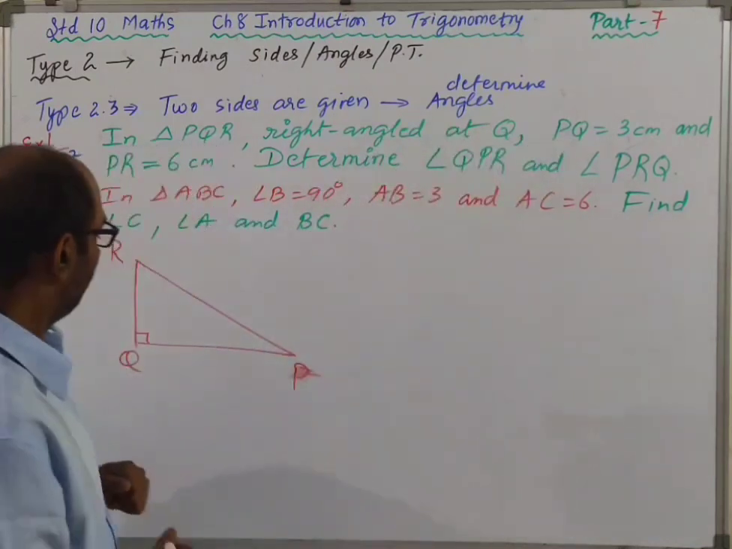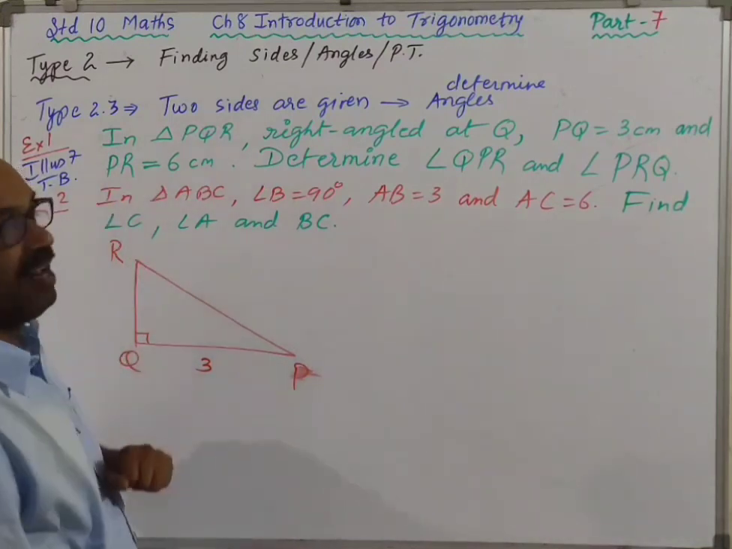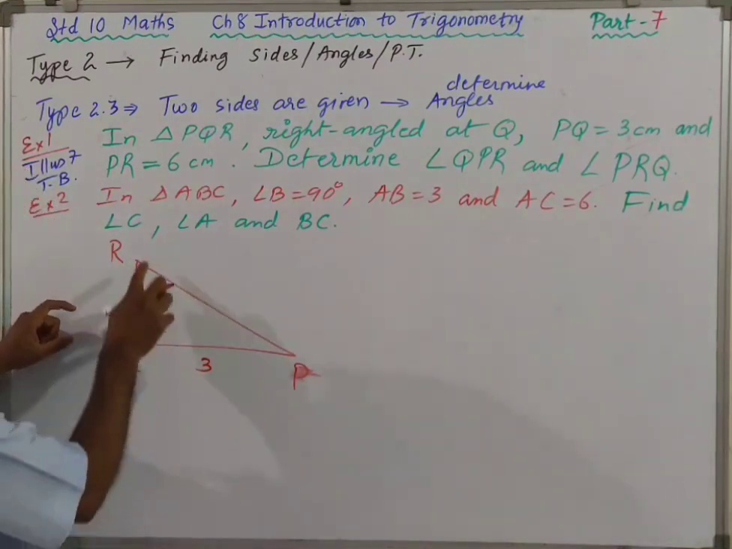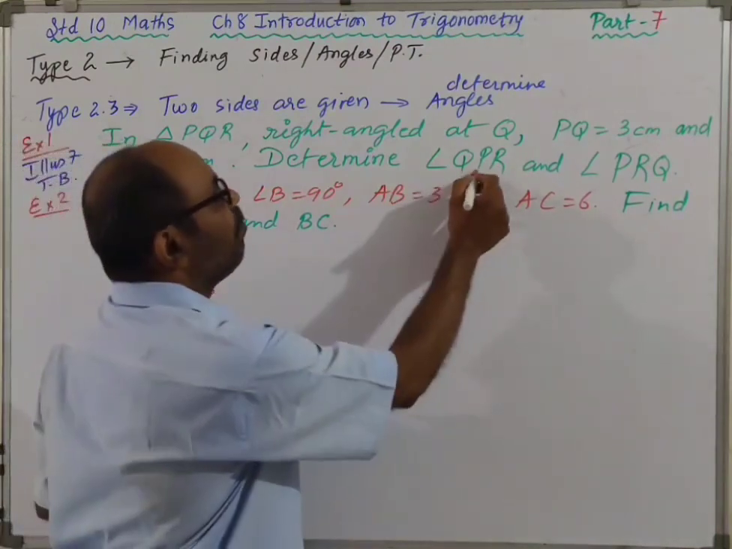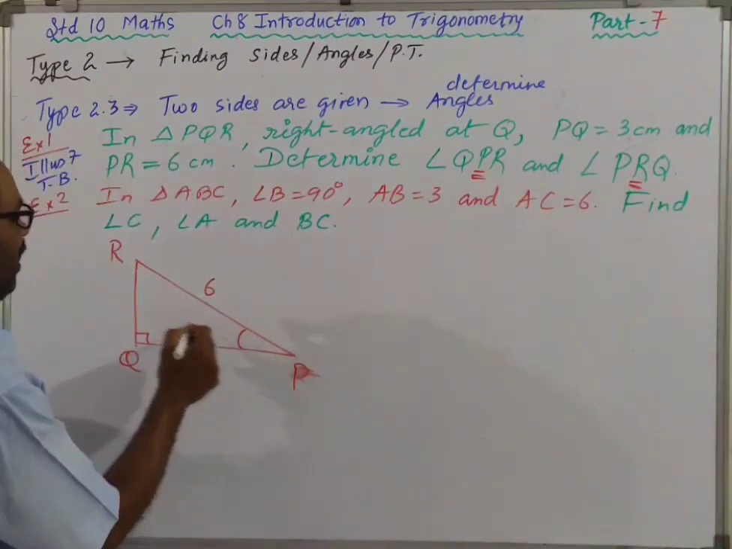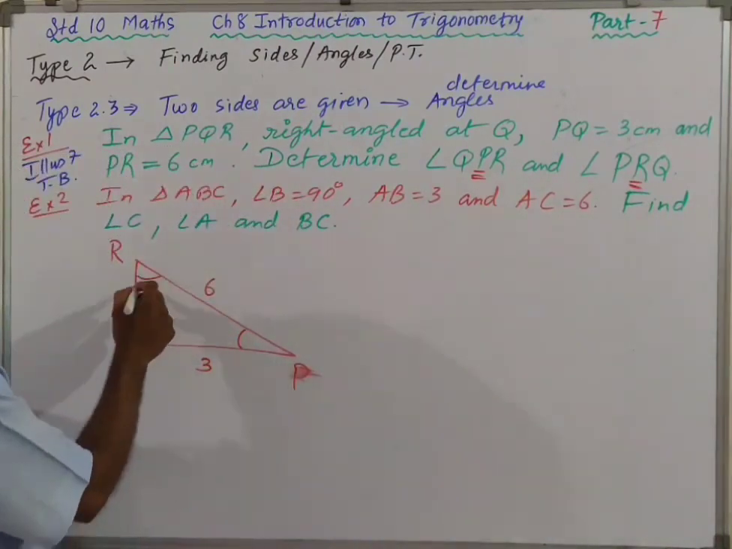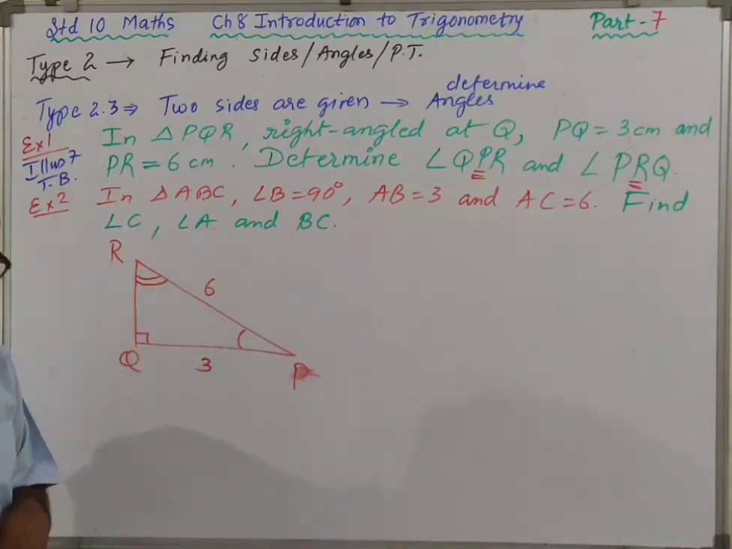PQ is 3. Where is PQ? Here. This is 3. And PR is 6. Where is PR? This one. This is 6 centimeter. Determine angle P and angle R. You have to find both of these. What is the measure of angle P and what is the measure of angle R?